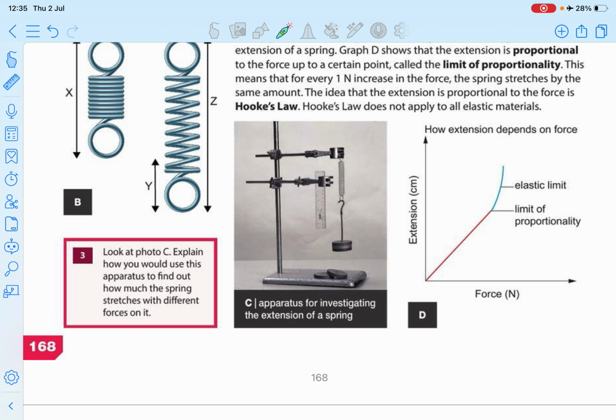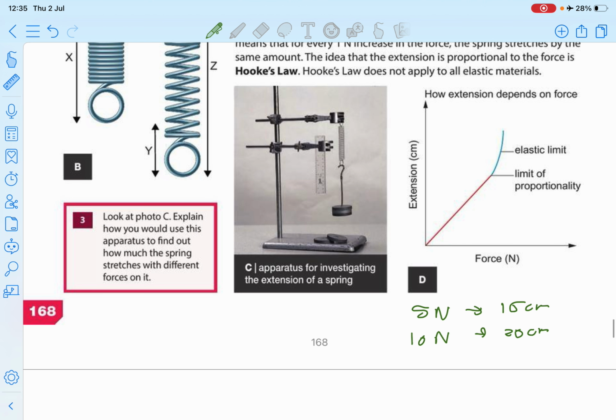And there is some limit of proportionality. Proportional means, if you increase the force, for example, at 5 Newton the extension is 10 centimeters. If you double the force, the extension becomes double, it becomes 20. Again you double this one, it becomes double. That is proportionality. There is a limit of proportionality.